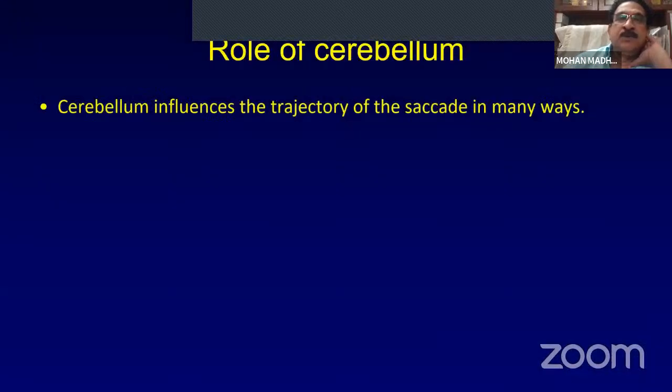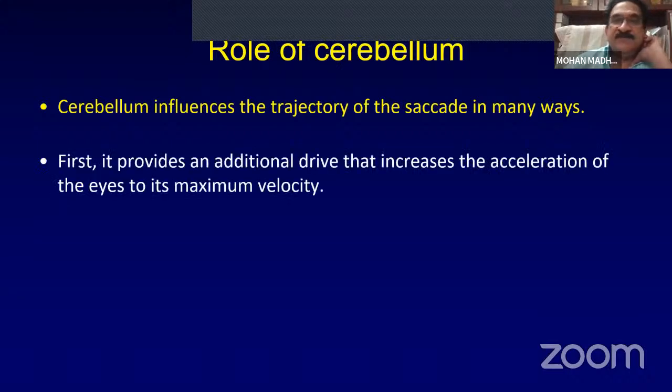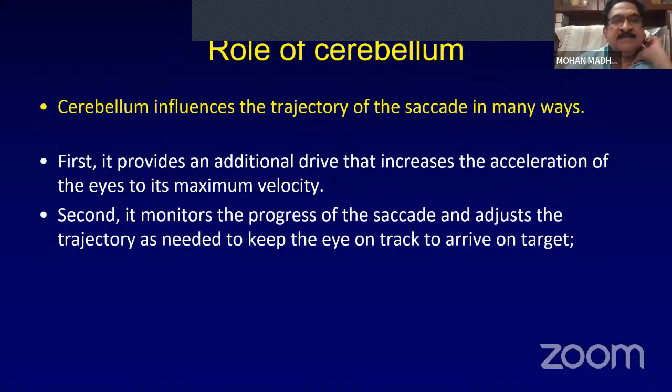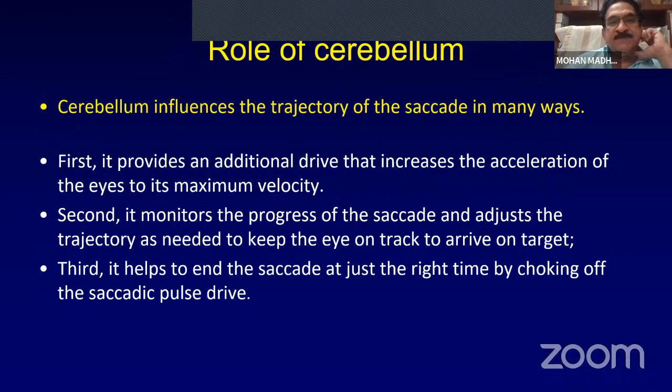Now, further, you must know a little bit about the role of the cerebellum. Cerebellum influences the trajectory of saccades in many ways. First, it provides an additional drive that increases the acceleration to the maximum velocity. Second, it monitors the progress of the saccade and adjusts the trajectory as needed to keep the eye on track to arrive at the target. That is controlled online. Third, it helps to end the saccade at just the right time by chopping off the saccade. It prevents the intention tremor or the dysmetria, where the finger has to stop exactly at the target. It's not overshoot or undershoot. So this is so-called error correction. Basically the cerebellum is a correcting mechanism.